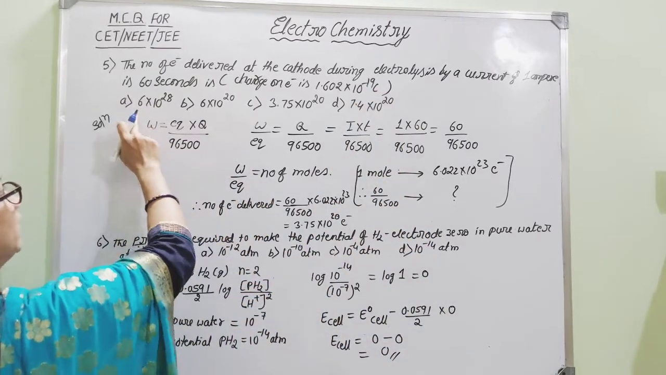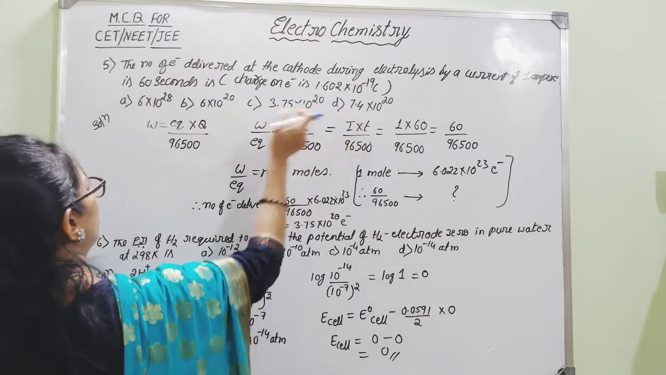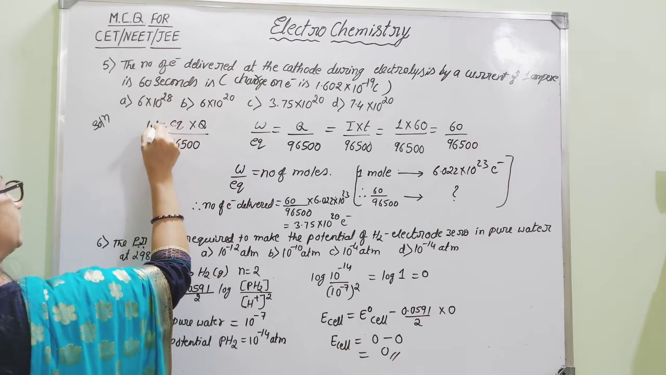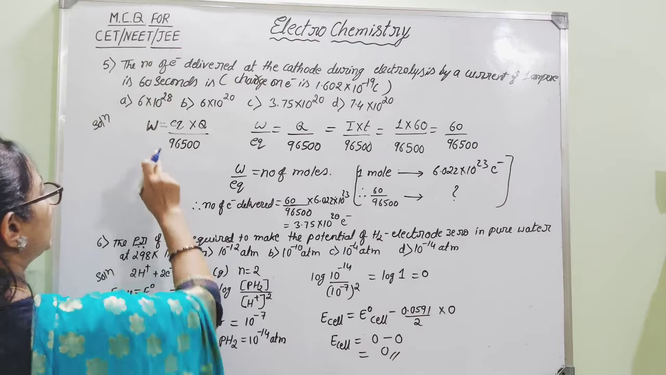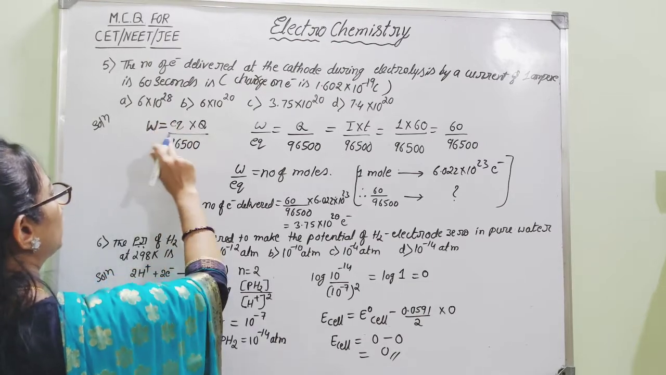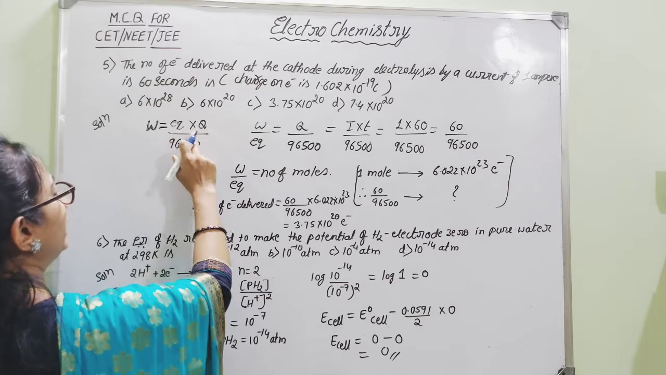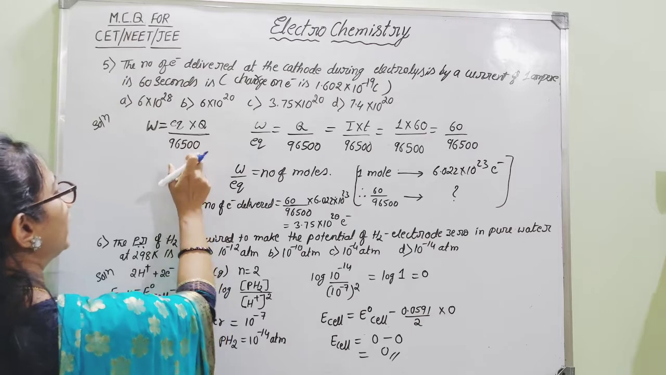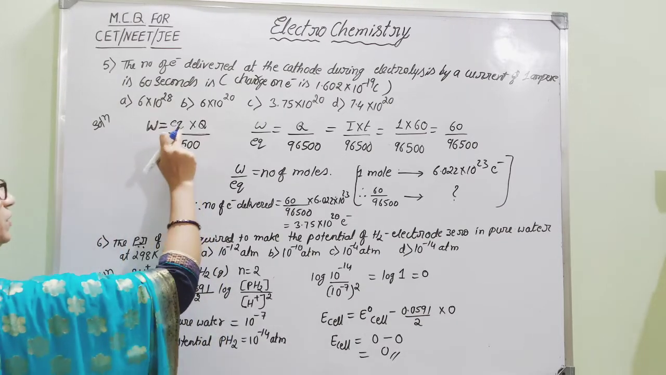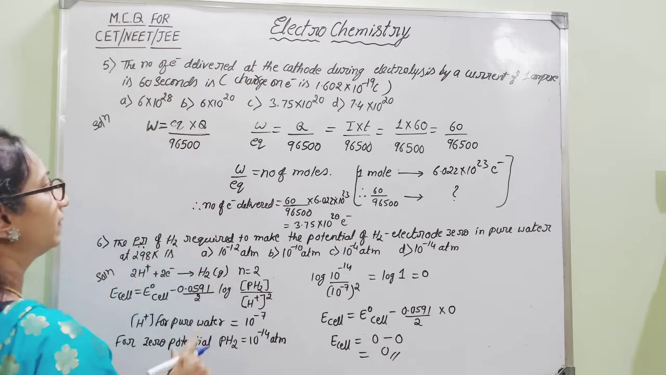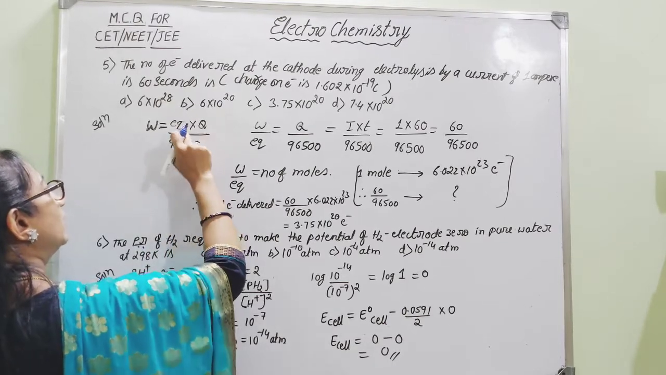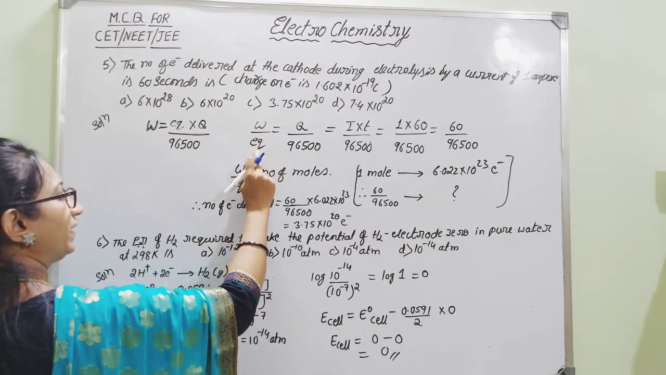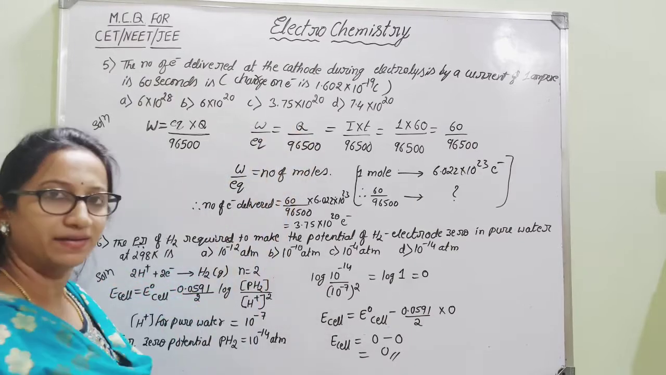Here, 4 values are given and you have to find out which is the right one. First, remember that the amount of substance deposited, W, is given by W is equal to E into Q, that is equivalent weight into the amount of electricity, divided by 96,500. You remember this formula? Now I can move the equivalent weight to the denominator. So W divided by equivalent weight is equal to Q by 96,500.